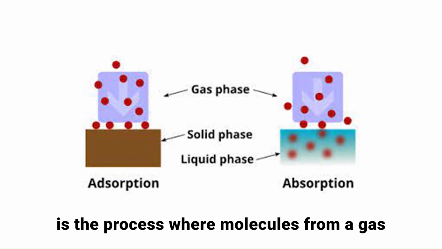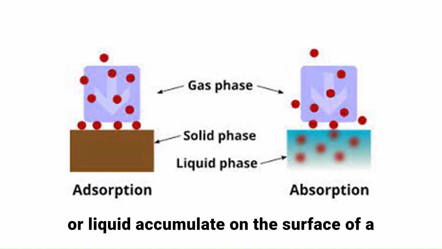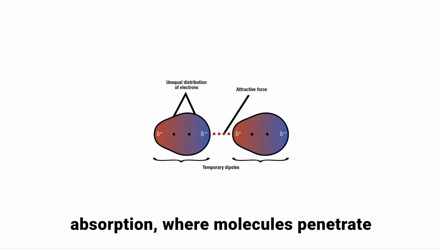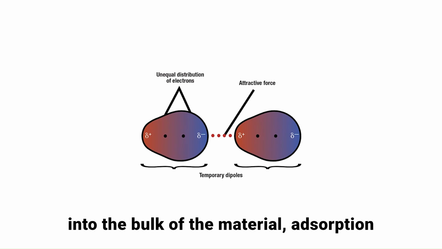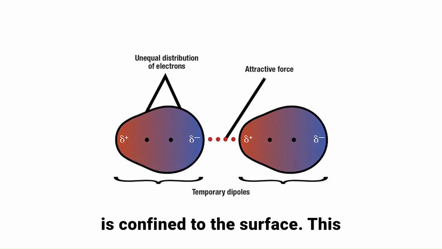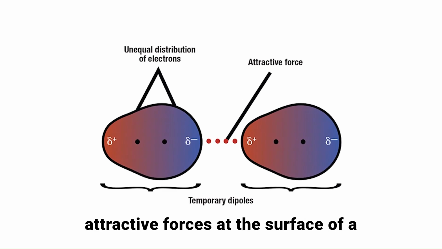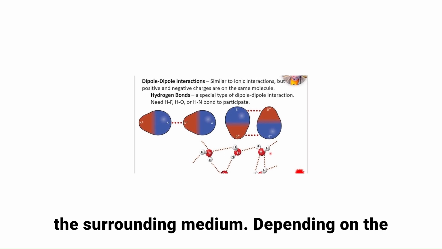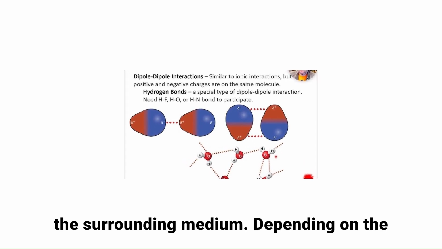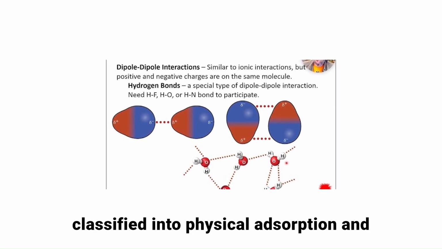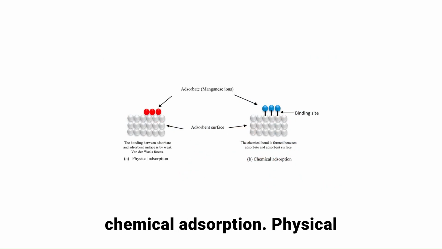Adsorption is the process where molecules from a gas or liquid accumulate on the surface of a solid or liquid. Unlike absorption, where molecules penetrate into the bulk of the material, adsorption is confined to the surface. This phenomenon occurs due to unbalanced attractive forces at the surface of a material, which pull in molecules from the surrounding medium. Depending on the type of interaction, adsorption can be classified into physical adsorption and chemical adsorption.